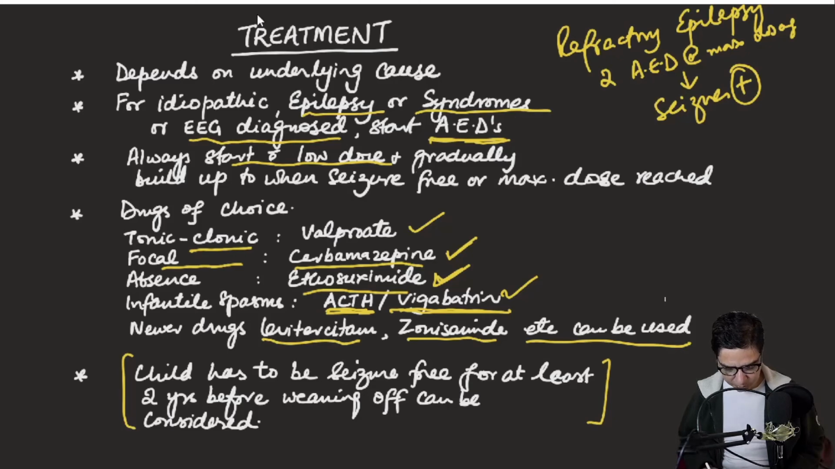And as I told you earlier, a child has to be seizure free for at least 2 years before you start thinking of tapering off the anti-seizure medication. And remember, if a child is not seizure free even after maximum dosages of 2 anti-epileptic drugs, we call it refractory epilepsy. For refractory epilepsy, we have to use adjunct drugs. Adjunct drugs could be clobazam, it could even be some form of stereotactic surgery, or ketogenic diets can be tried. But anyhow, that is beyond the scope of my lecture today.